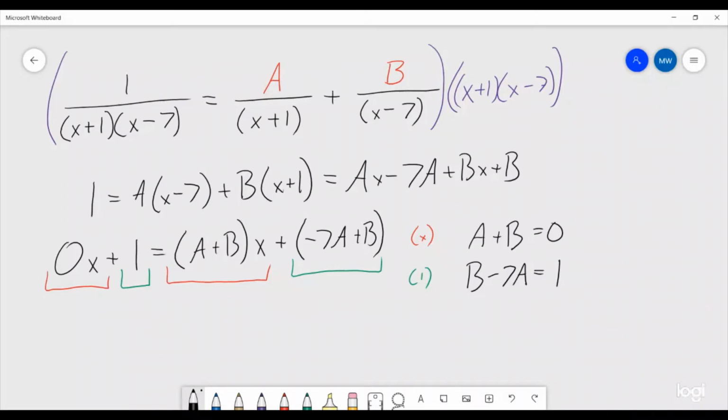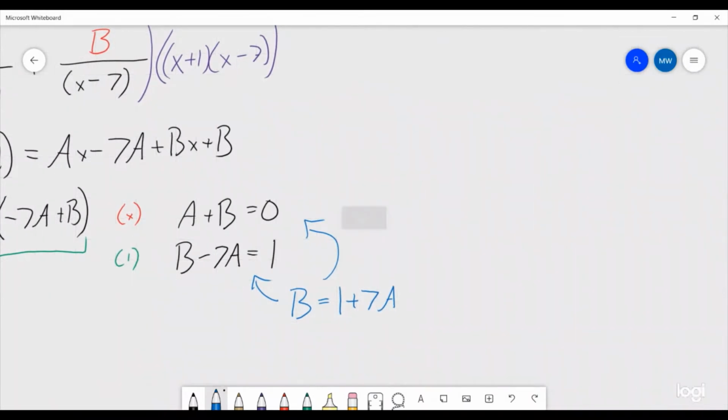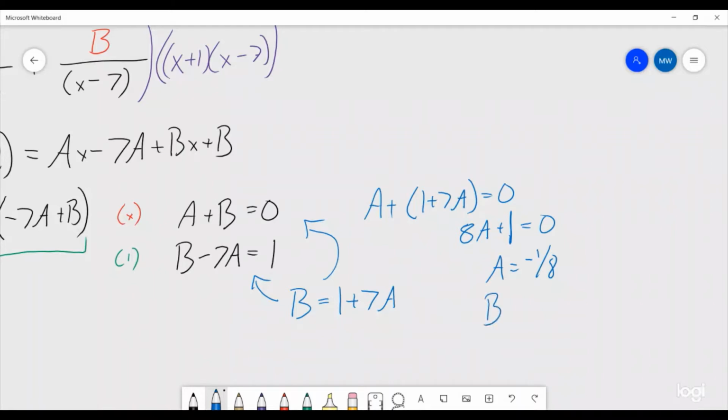We now have a system of two equations with two unknowns. We can try to reduce this by solving for one variable. For example, the bottom one we can solve to say that b is equal to 1 plus 7a. Then we plug that into the first one, which gives a plus 1 plus 7a is equal to 0, or 8a plus 1 equals 0, so a equals negative 1/8. If a is negative 1/8, then b is 1 plus 7 of those, so b is a positive 1/8.